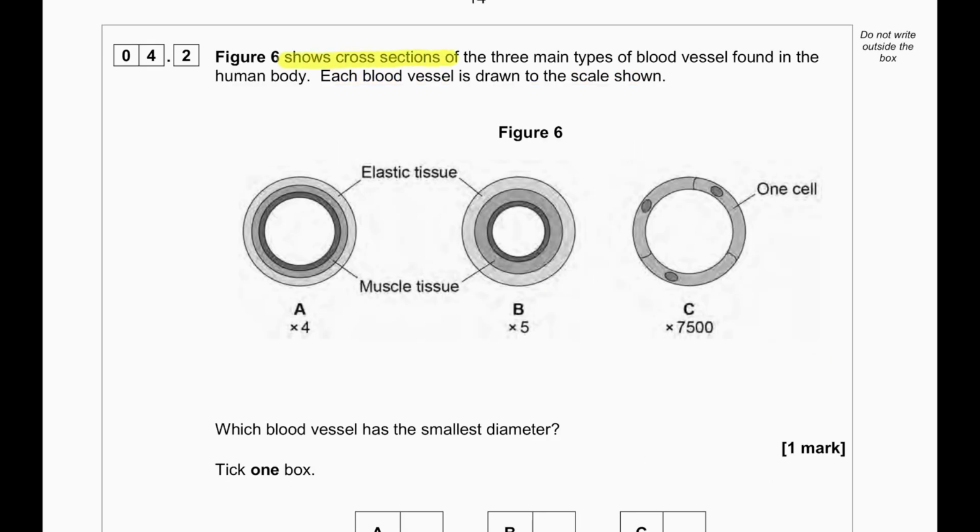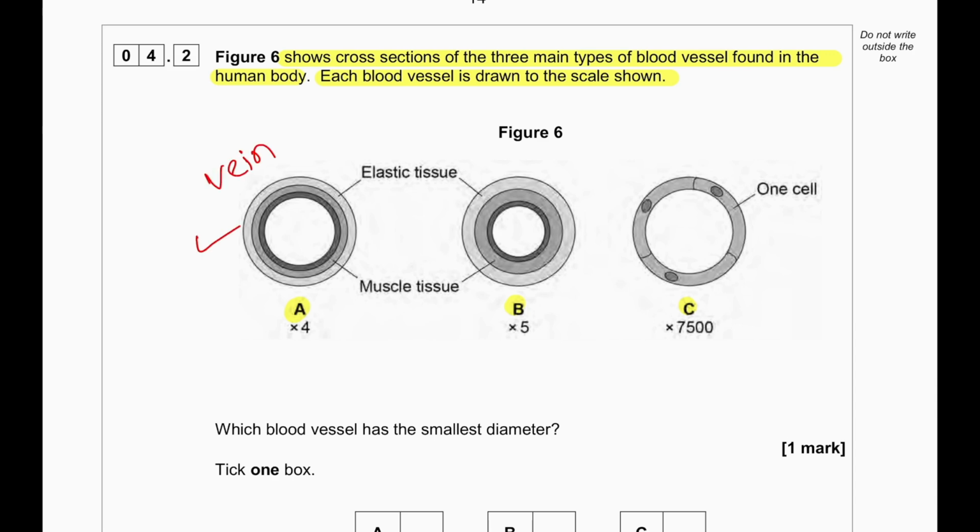This shows a cross section of the three main types of blood vessels found in the human body. Each blood vessel is drawn to scale, so we can see A, B, C. Now A is definitely a vein, because we have thinner elastic tissue and thinner muscles in A.